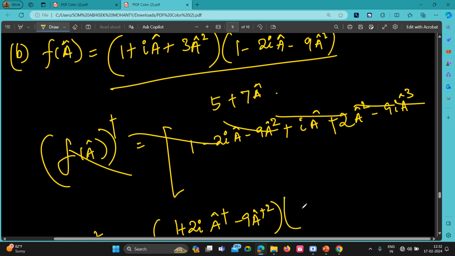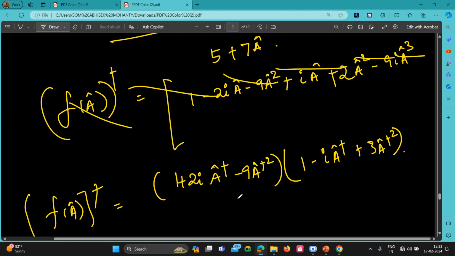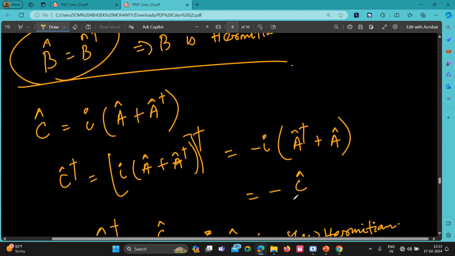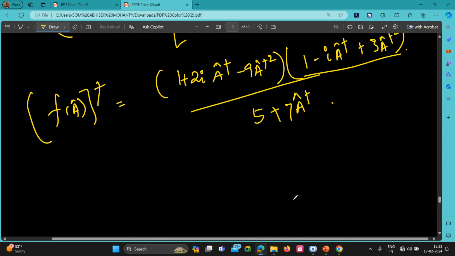Now this one will become what? 1 minus i a dagger. Why minus? Because i conjugate is minus, and plus 3 a dagger square, divided by 5 plus 7 a dagger. Is it clear? Just the interchange of positions as I have discussed in the definition of it. Okay, what is the next option?